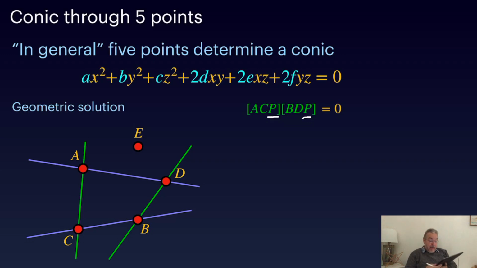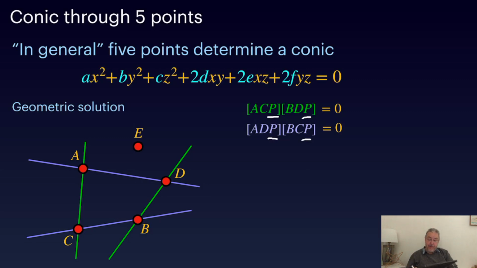What does this mean? Well, this expression here can only become 0 if one of the factors becomes 0, which means that either P is on the line AC or that P is on the line BD, which exactly describes your degenerate conic. Similarly, for the other degenerate conic, you get this equation. Observe that P is involved here as well.